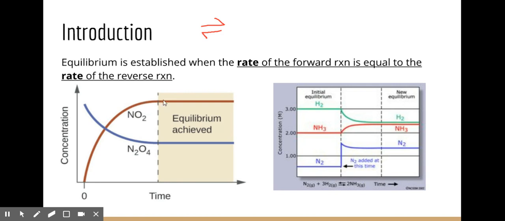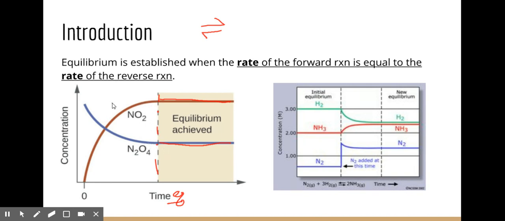Now, there's a certain point in any reaction in which they no longer increase or decrease. Do you see how this red line is staying stagnant? This blue line is also staying stagnant. Right? They're not changing thereafter. That is the time in which equilibrium has been established. So whenever we see that flat line on a graph, that's our equilibrium value.